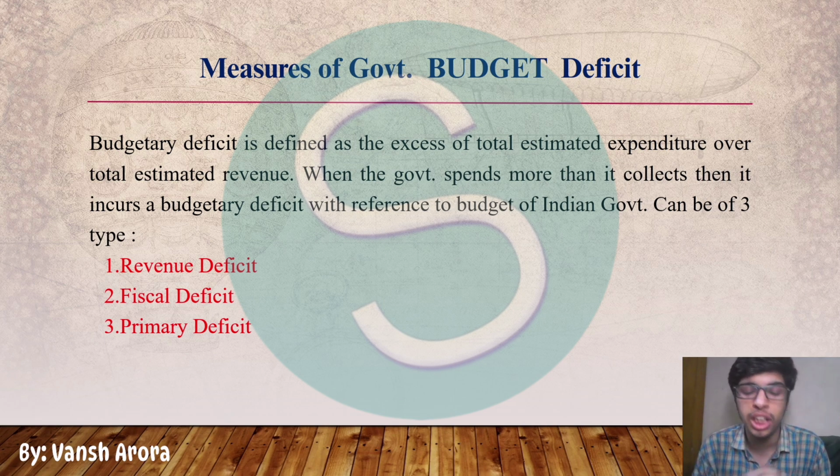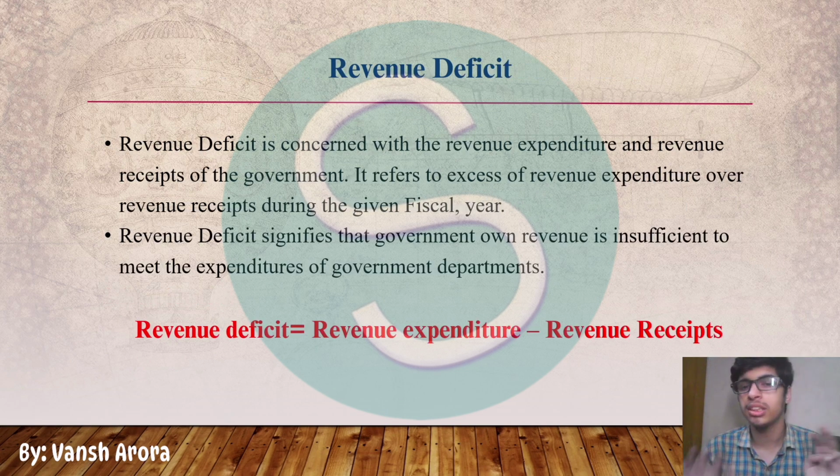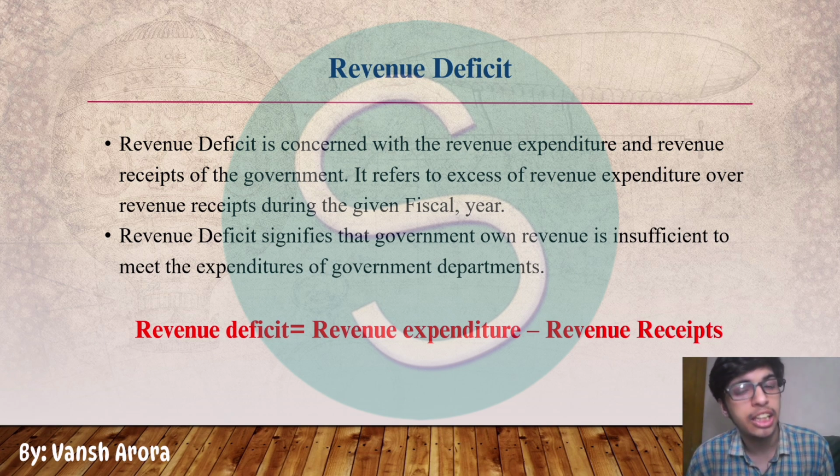So let's come to the three types of budgetary deficit. Number one is the revenue deficit, number two is the fiscal deficit, and number three is the primary deficit. So here's number one, revenue deficit. What is revenue deficit? As the name suggests, it is concerned with revenue things only, the things of revenue nature: revenue receipts and revenue expenditure.